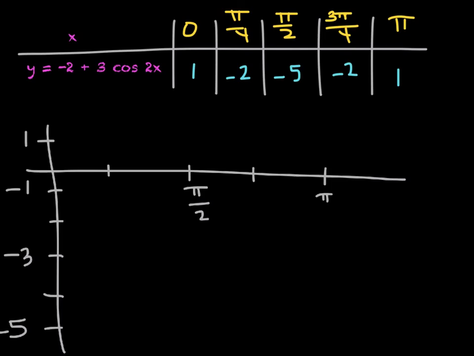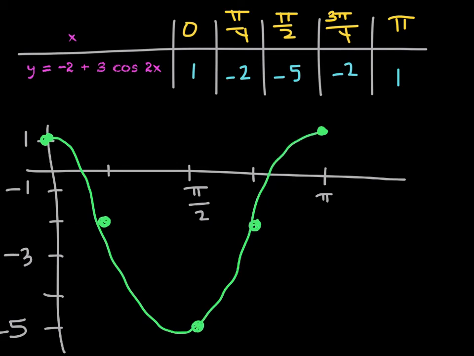All right, at 0, we're at 1 here. So this is a y-intercept. And at pi over 4, we're at negative 2, so about here. And at pi over 2, we're at negative 5. At 3 pi over 4, we're at negative 2 again, and at pi, we're back up at the maximum. So then we have this curve happening here, something like that. Now, what I want to show you is that, now my sketch is a little weird, but it'll do.